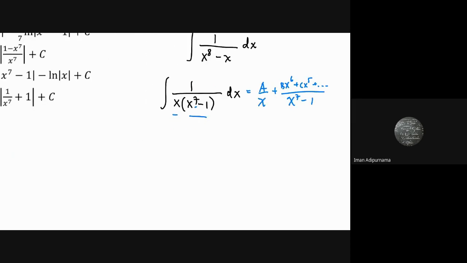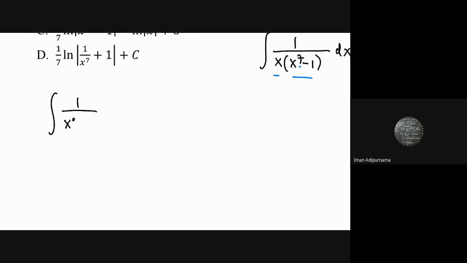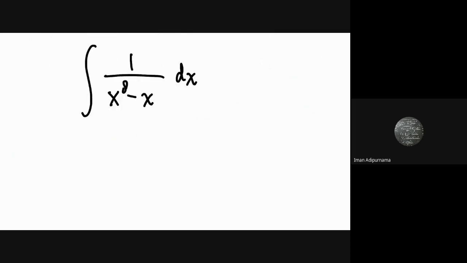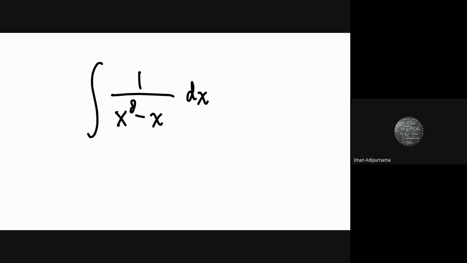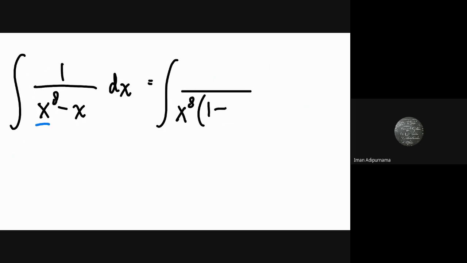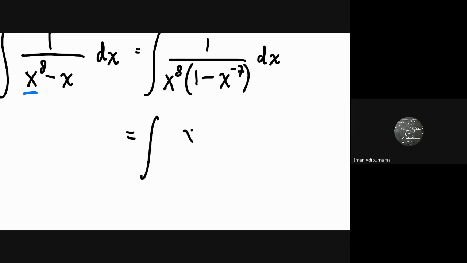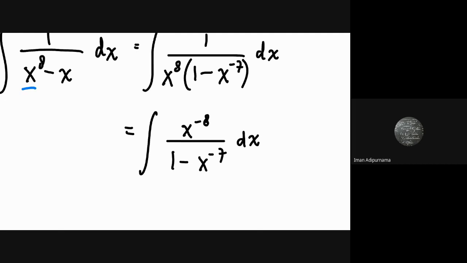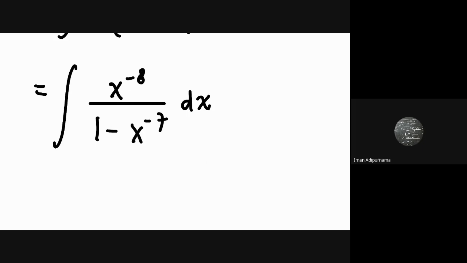So instead of doing partial fractions, whenever you see this form, take out the highest degree of factors. In our case, it is x with power of 8, right? Take it out, which means we are going to have x^8 times 1 minus x with power of -7. And now we are going to put the x with power of 8 on the top. Now it seems that we have a negative power.